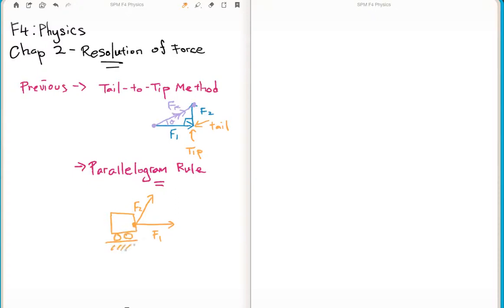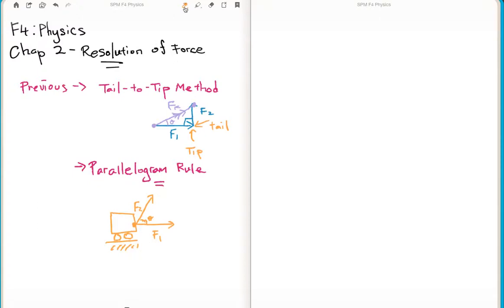Okay, so how to solve it? With an angle with each other. So how to solve this kind of question, where you need to look for the resultant force? It's related to resolution of force, because now the forces are no longer tangent to each other, meaning they're no longer 90 degrees to each other. So how to do that?